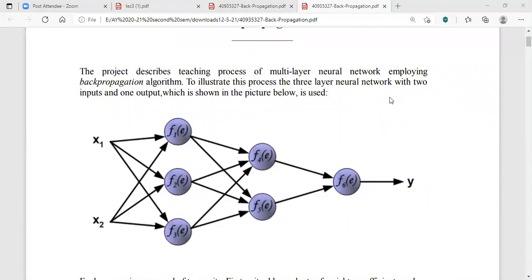Someone please, you are not muted, so there is disturbance.